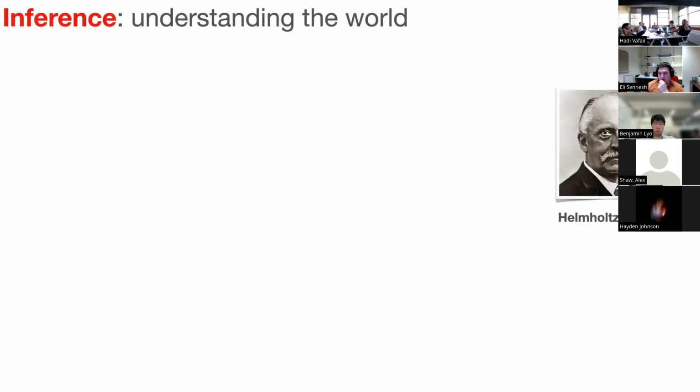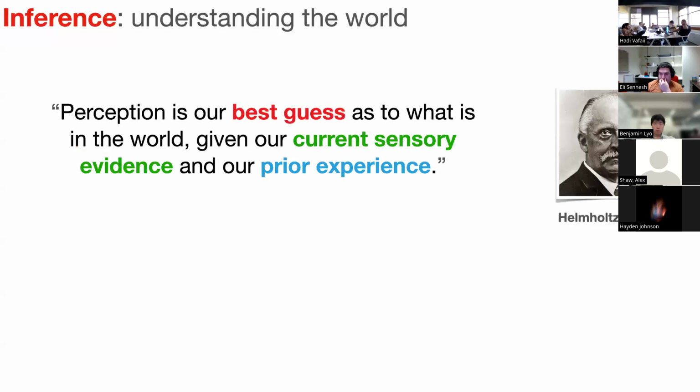And this is best captured in this Helmholtz quote. Actually, I didn't verify, I could never verify this. I don't know if it's actually true, but it's attributed to Helmholtz. But it doesn't matter, it makes a lot of sense. It says, perception is our best guess as to what is in the world, given our current sensory evidence and our prior experience. So it is a combination of two distinct components. It's whatever you're receiving right now and whatever you've learned, your prior world knowledge.